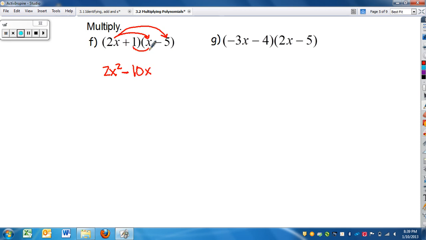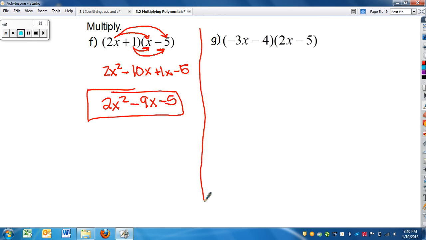Then I'm going to take the 1 and multiply it to both terms. So 1 times x is 1x. 1 times negative 5 is minus 5. I combine like terms and make sure it's in standard form. The leading term has the highest power. 2x squared, minus 9x, negative 10 plus 1, minus 5.